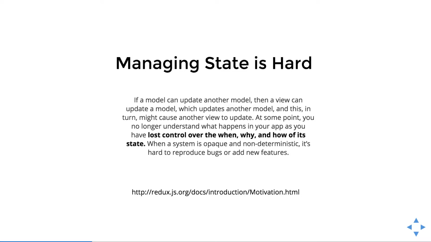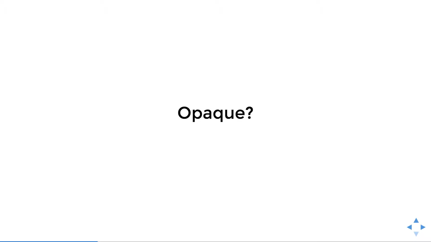So when your system is opaque and non-deterministic, it's hard to reproduce bugs and add new features, right? Because what it boils down to, you really don't understand what's going on. So let's look at those. Opaque. Anyone want to describe what opaque means in that context? Anyone? Black box. Black box. Thank you. Basically, stuff is happening and you don't know what's going on.